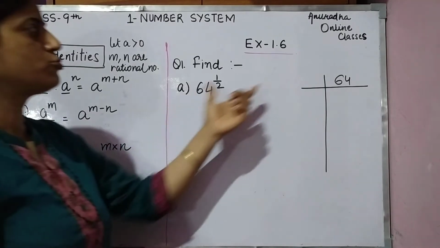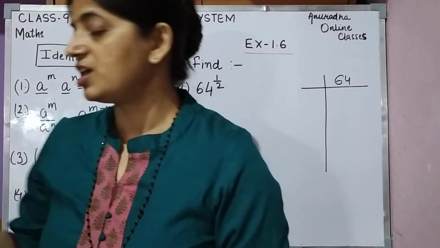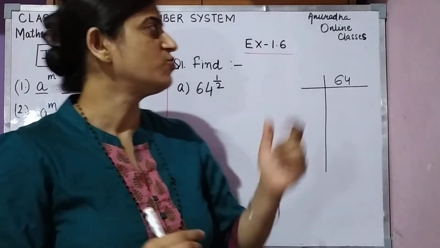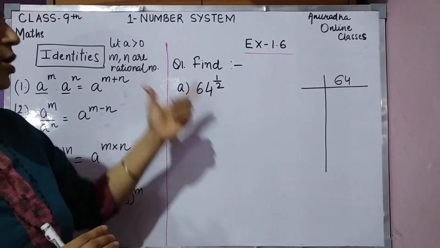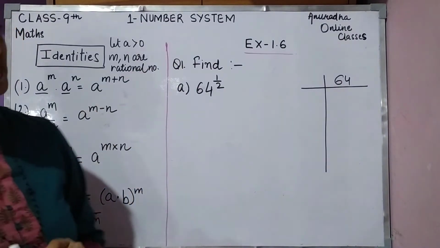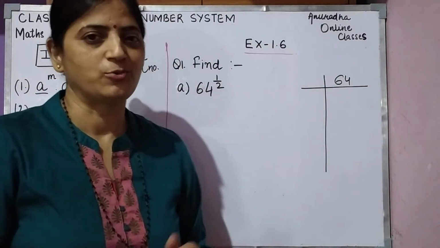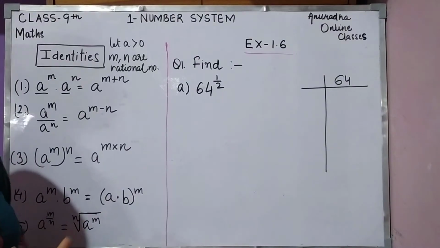Okay, let's come to our exercise. On these identities, exercise 1.6 is based. Okay, now see how to do it. Question number 1. It is very easy, but it is interesting too, as it is based on these identities.